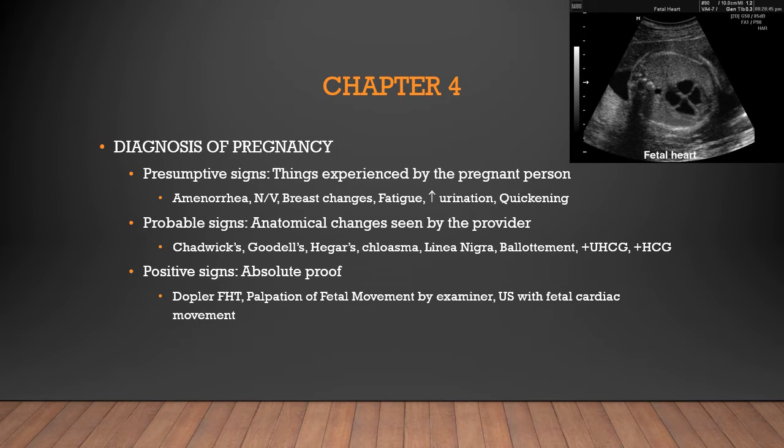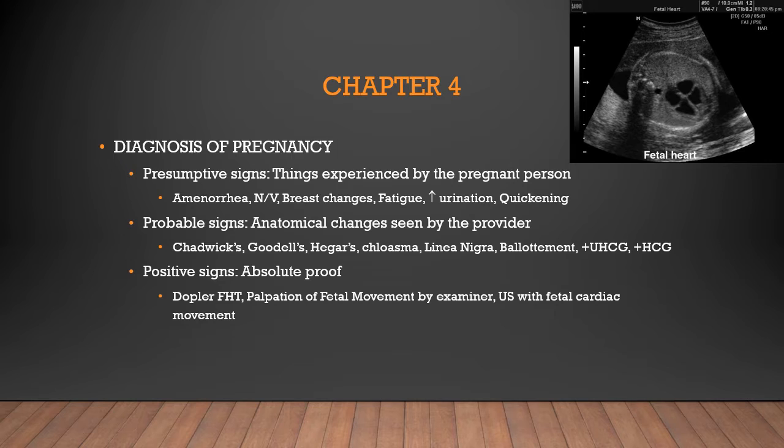So after preconceptive healthcare comes the question, am I pregnant? And there are three kinds of stages or grades of a diagnosis of pregnancy. There are presumptive signs. These are things that the pregnant person is going to experience where they say, I think I might be pregnant. Lack of menstruation, so amenorrhea, nausea or vomiting, some changes in their breast tissue, increased fatigue and increased urination, and then sometime around 20 weeks, quickening, where they start to feel the baby move.